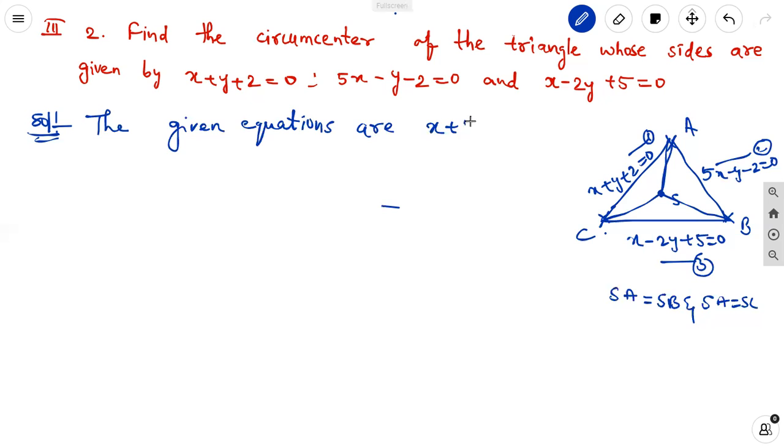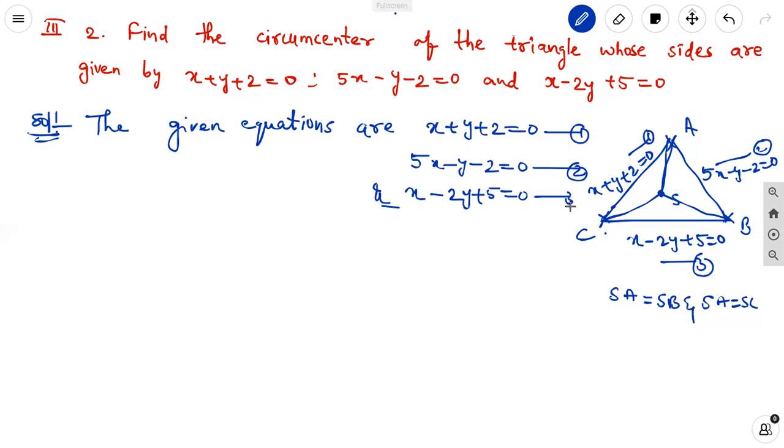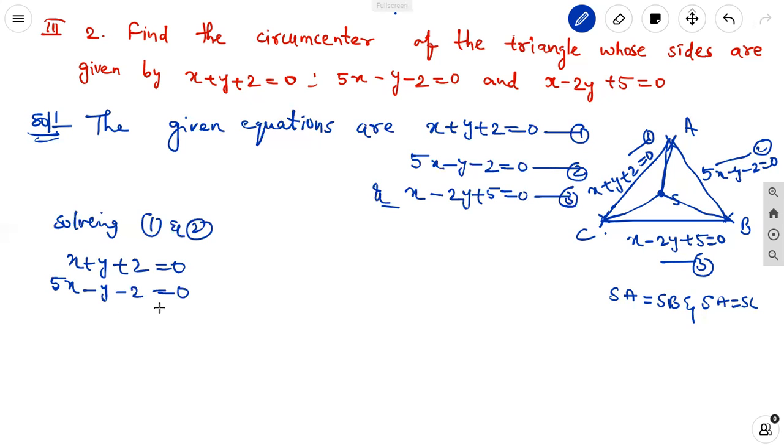The first one is x plus y plus 2 equal to 0. Let it be equation 1. 5x minus y minus 2 equal to 0, second equation. And x minus 2y plus 5 equal to 0. It is the third equation. Solving equation 1 and 2: x plus y plus 2 equal to 0, 5x minus y minus 2 equal to 0.